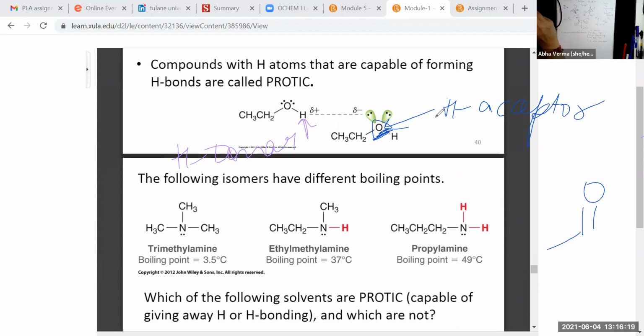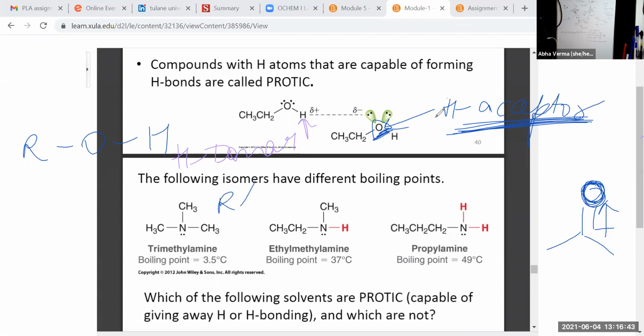Now, interestingly, when you do not have a hydrogen on your electronegative element, this oxygen can still behave as a hydrogen acceptor. Okay, it's not a very strong hydrogen bonding. So just imagine you have a ROH, and then I'm going to write R prime OH. So this oxygen is hydrogen bonding here. This hydrogen is hydrogen bonding here.